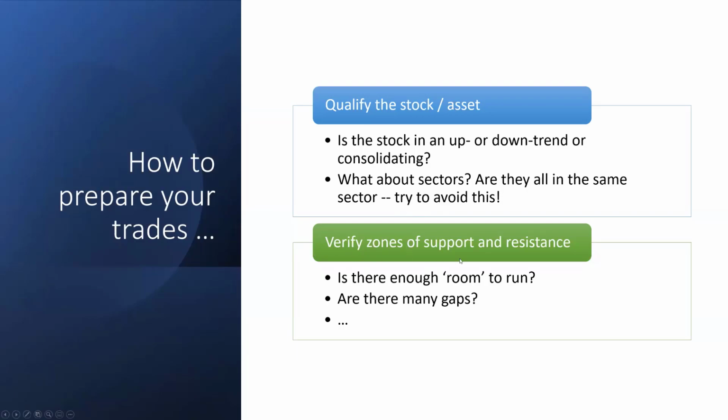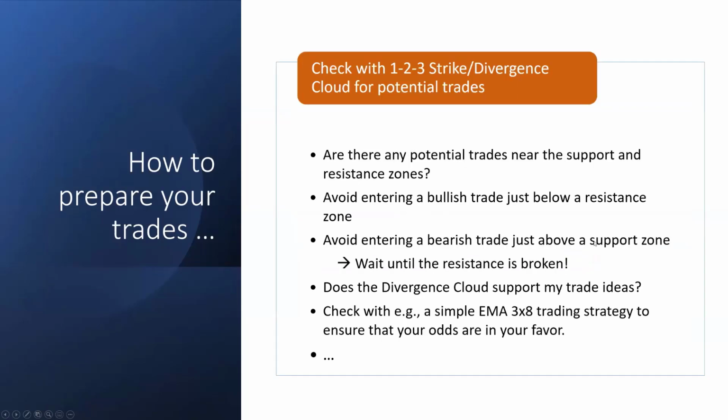And then when you have these zones put up, you have to make sure is there enough room to run. Are there many gaps? When there are gaps, it's always an alarming sign, so be careful here. Then when we go through the 1, 2, 3 strike and the divergence cloud for potential trades, where are we currently? Are we under or above resistance or support zones? I would be careful entering a bullish trade just below a resistance or a bearish trade just above a support, because there is a good chance that it will bounce. So we should wait until the resistance is broken.